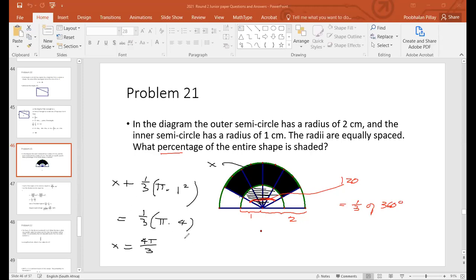You take that to the other side. Pi times 1 squared is just pi. That's pi over 3. You take it to the other side. And there you have X is equal to 4 pi over 3 minus pi over 3, which is 3 pi over 3. And 3 pi over 3 is simply pi. So the area of this is pi.